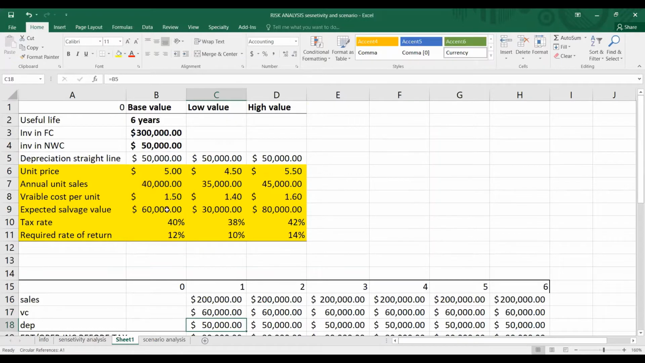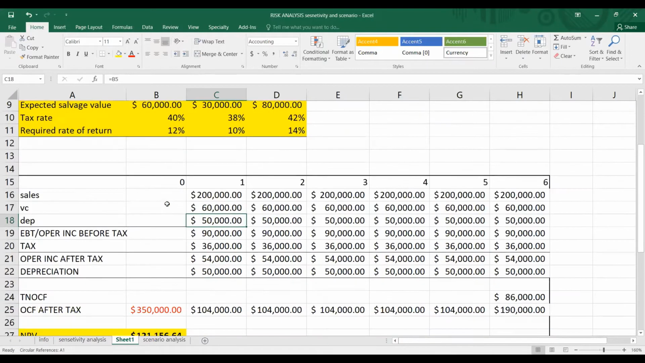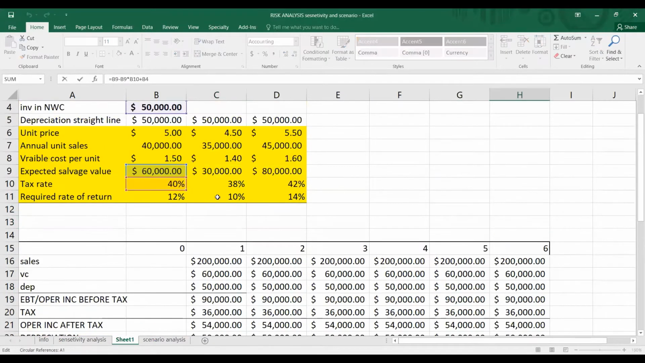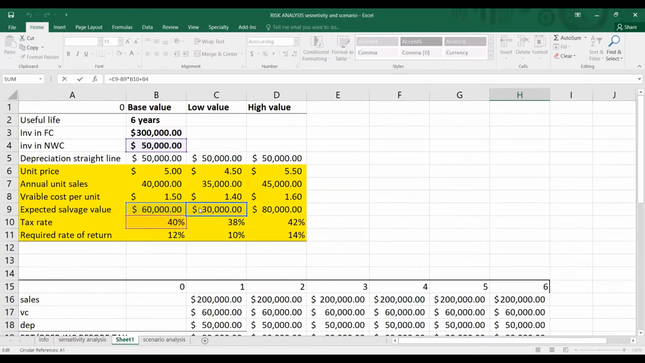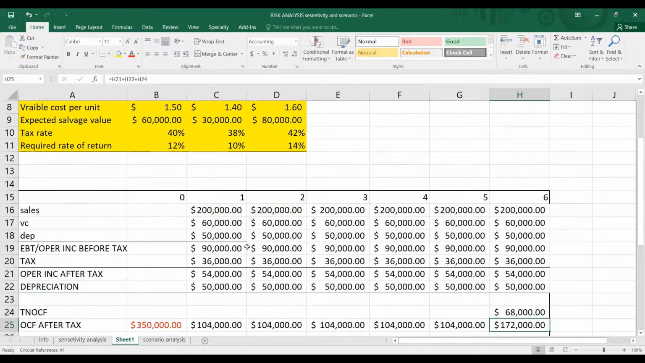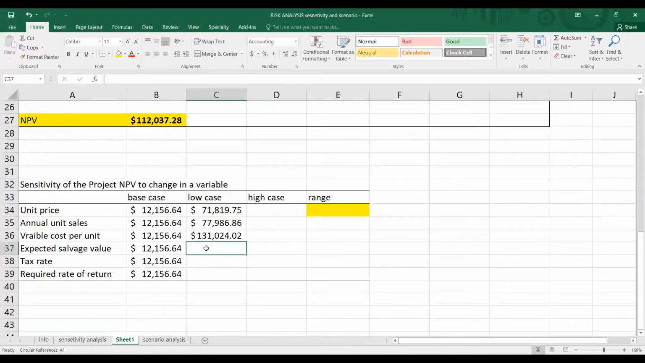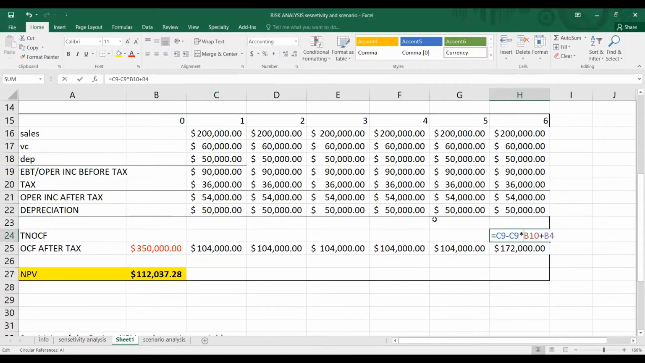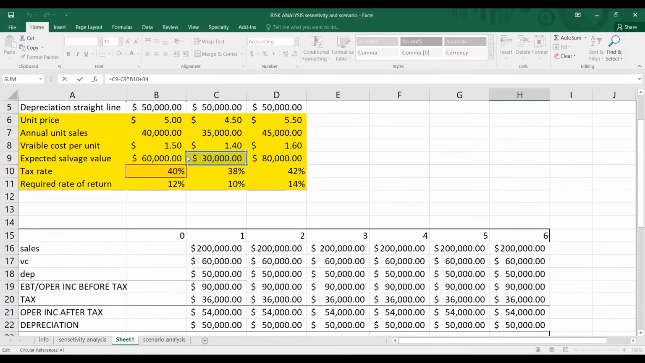Now I change the expected salvage value, and the only value that will be affected here is the terminal non-operating cash flow. So it's not 60, let it be 30,000. As you can see, the NPV changed. I'm bringing back the expected salvage value.